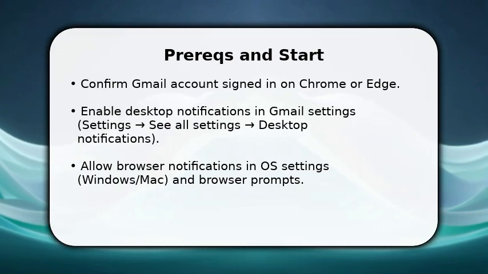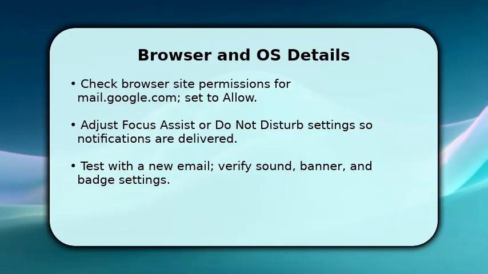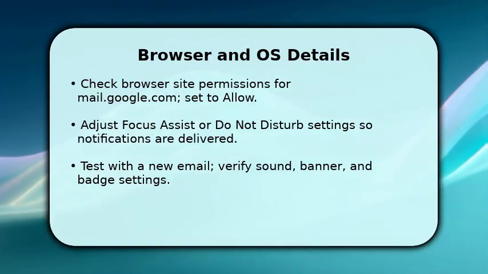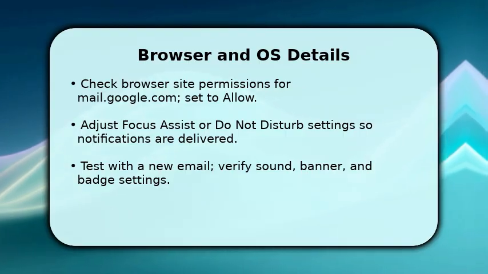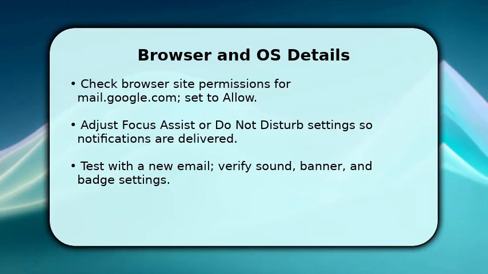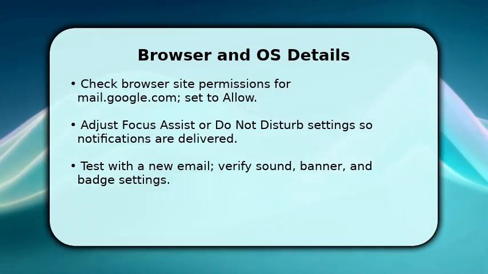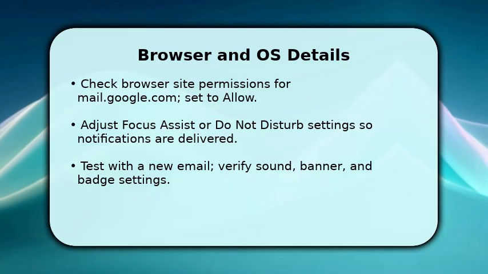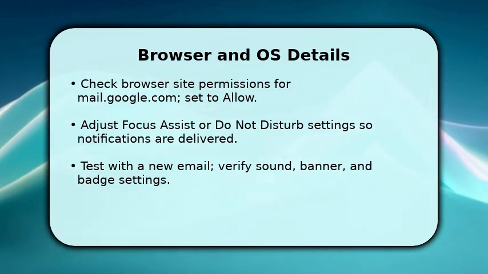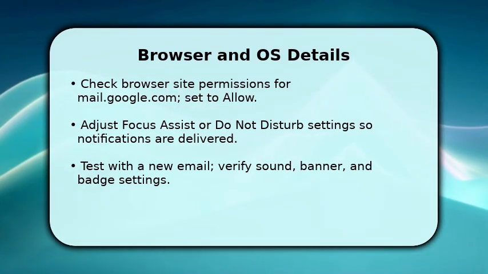Now you'll tune the browser and operating system so notifications behave. In Chrome or Edge, open Site Settings for mail.google.com and explicitly set notifications to allow. This overrides previous blocks. On Windows, turn off Focus Assist or add Gmail as an allowed app. On Mac OS, enable alerts for your browser in System Preferences.